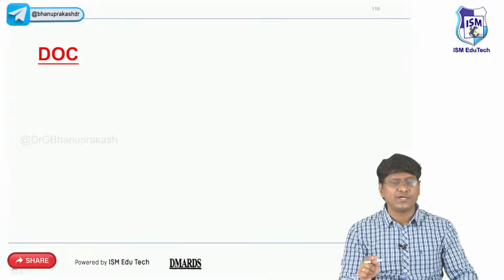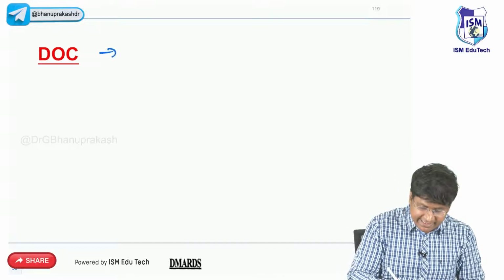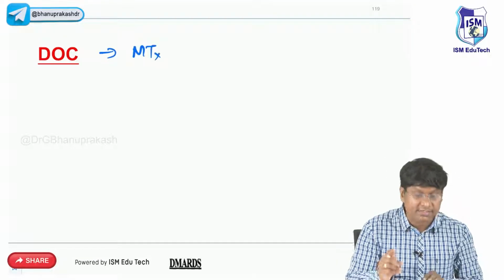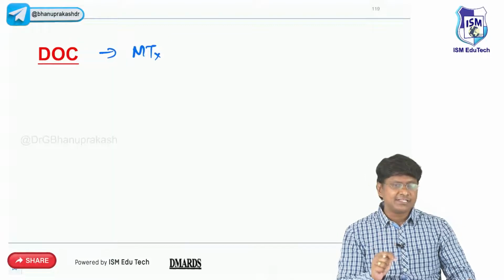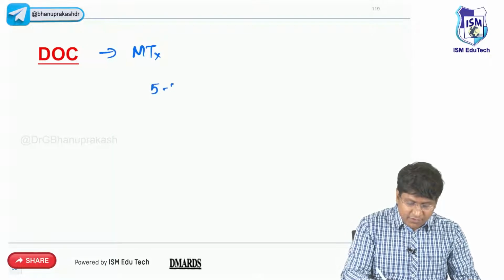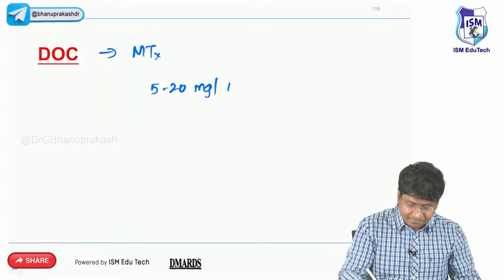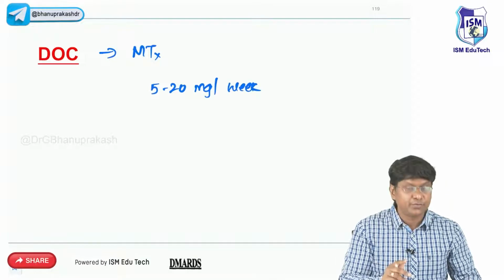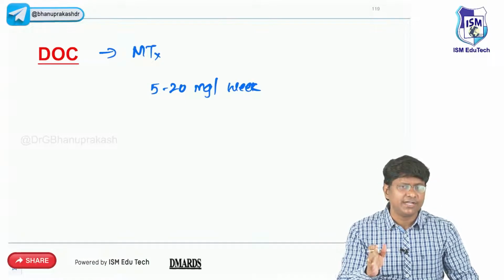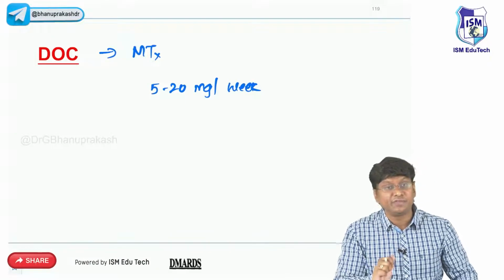And what is the drug of choice in case of rheumatoid arthritis? The drug of choice in case of rheumatoid arthritis will be your methotrexate. And the dosage of this methotrexate is around 5 to 20 milligrams that you have to give once weekly, right? 5 to 20 milligrams once a week. The remaining 6 days, you need to give folinic acid.